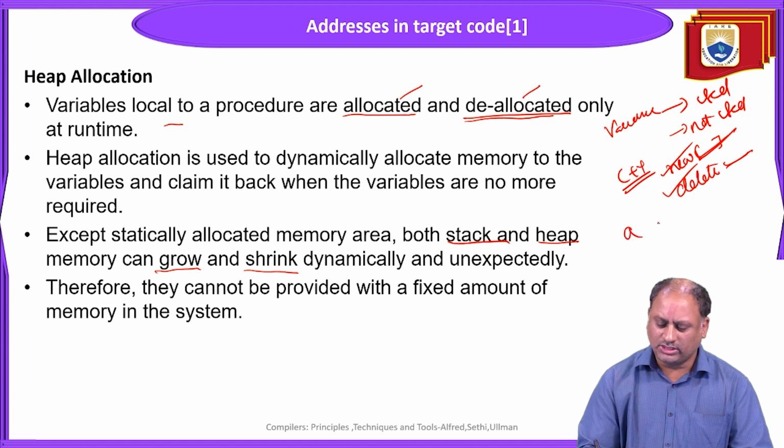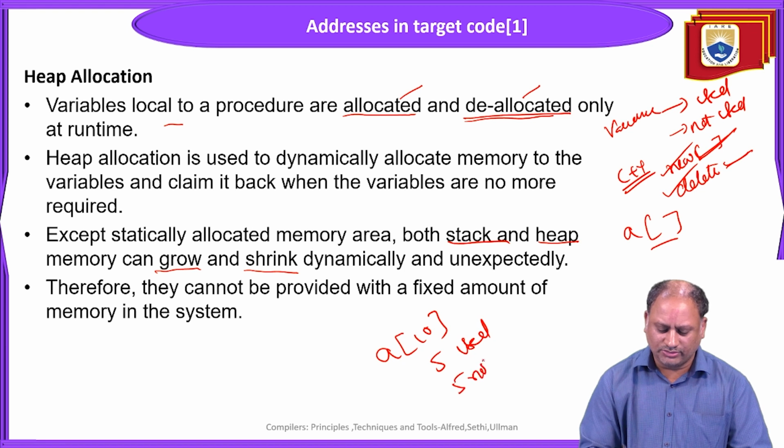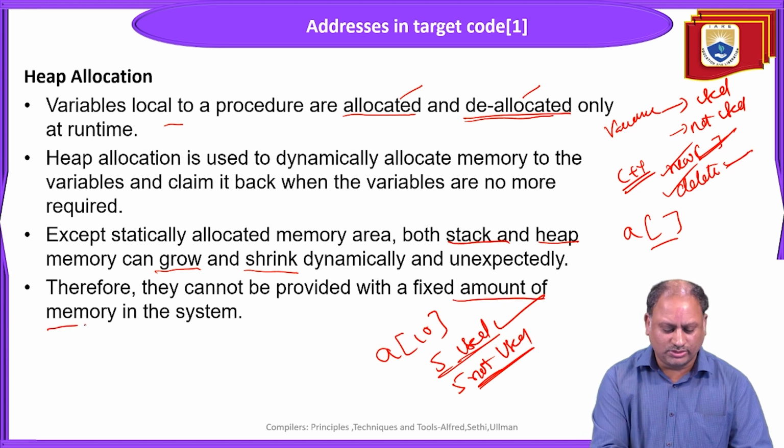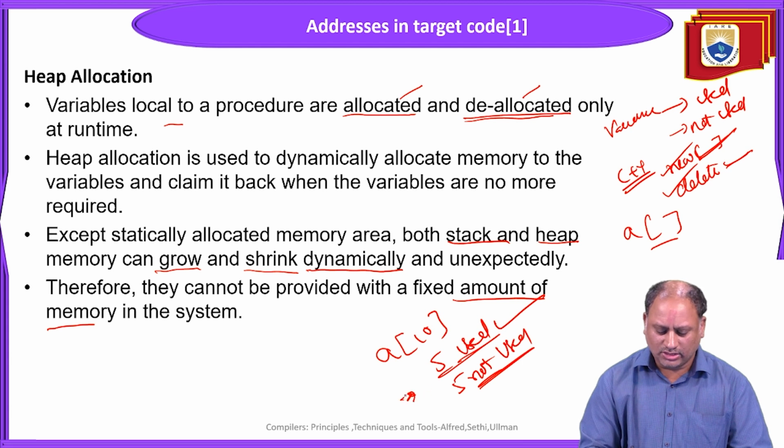So if an array size is to be determined, suppose A of 10, where only 5 entities are used and 5 are not used, then only the amount of memory required is used, and it can grow automatically. Suppose in the program the requirement is 7 or 8, then it automatically extends dynamically, growing from 5 to 8.